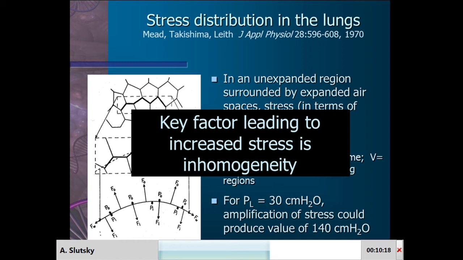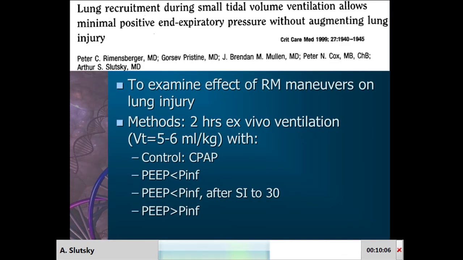Or the other is, can you inflate the lung and keep it more uniformly inflated, and therefore decrease these stresses. There are other stresses and other issues if you do that, but that's the concept. One of the studies that looked at this is Peter Rimmensberger. The idea here was to look at the effect of a recruitment maneuver on lung injury.